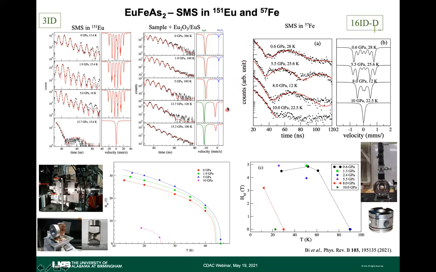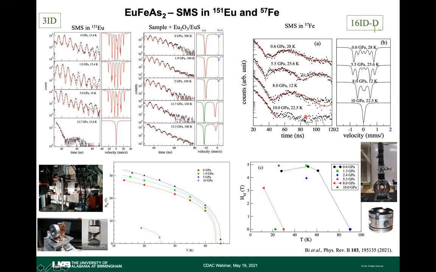Okay, and we also studied the magnetism in iron. You see the data is noisier because in this system, we used a natural sample, so the iron is not artificially enriched. Its natural abundance is only 2.1%, so that's why there's a low count rate. However, we were able to resolve the hyperfine field up to 8 GPa, down to 12 Kelvin. At higher pressure, like 10 GPa, we couldn't resolve any hyperfine field.